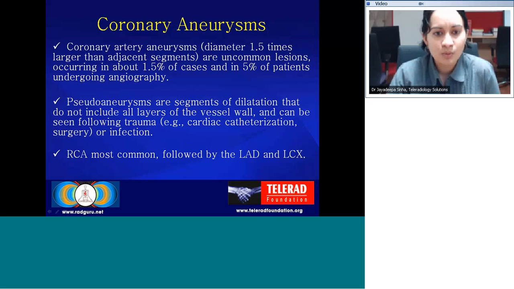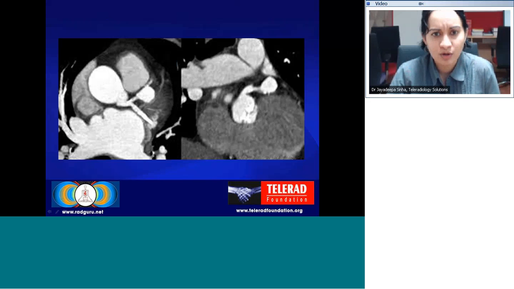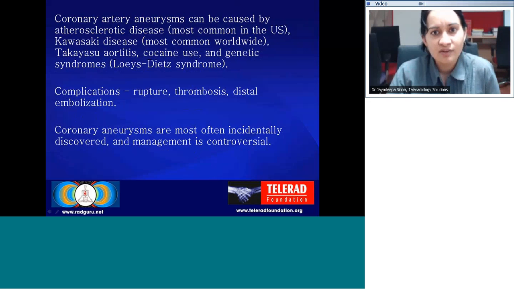Coronary aneurysms are most common in the RCA, followed by the LAD and LCX. Here is an example of a dilated LAD segment, which is to be classified as a coronary artery aneurysm. Coronary artery aneurysms can be caused by multiple diseases. Most common worldwide is Kawasaki disease. Others include atherosclerosis, Takayasu, cocaine and genetic syndromes such as Loeys-Dietz syndrome. Like other aneurysms, its complications include rupture, thrombosis, and distal embolization. Coronary aneurysms are most often incidentally discovered, and their management still remains controversial.